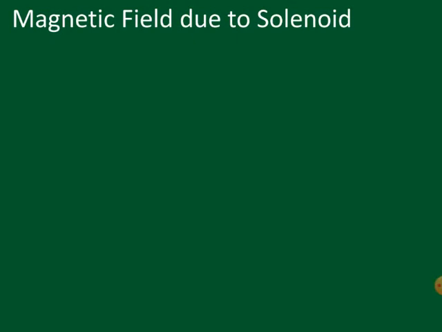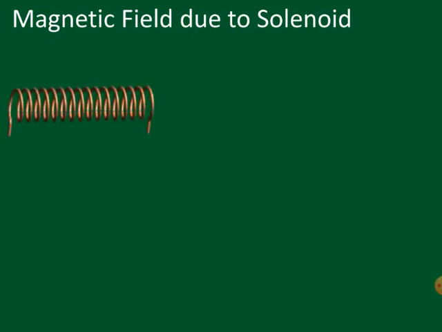But let's try to know what is meant by solenoid. A solenoid is nothing but a large number of insulated circular turns wound in the form of a cylinder. Got it? A large number of circular turns wound in the form of a cylinder is known as a solenoid. So this is the actual solenoid.